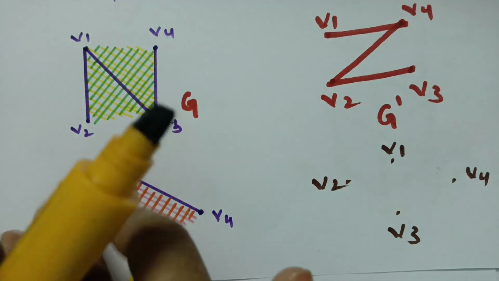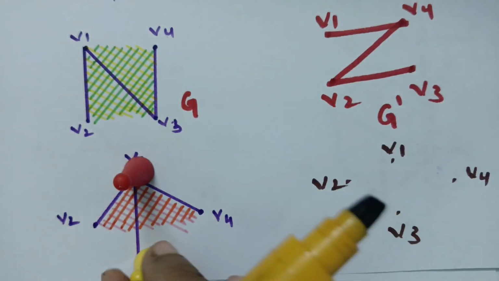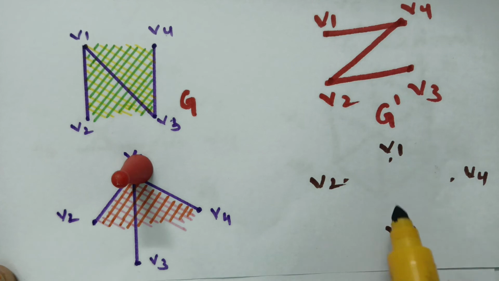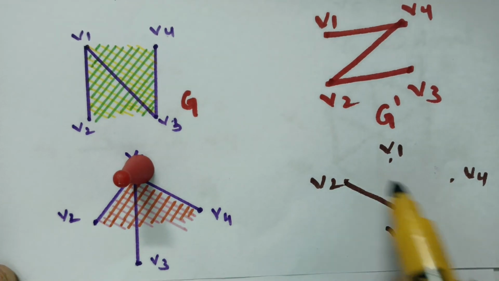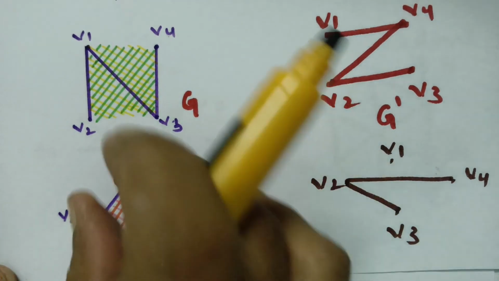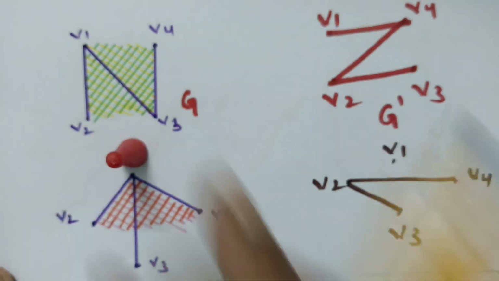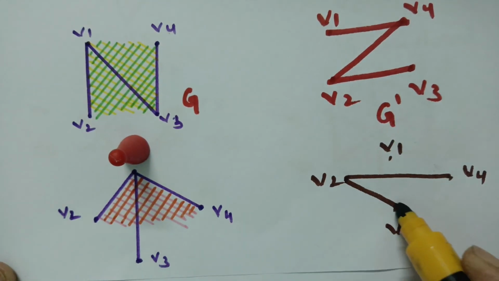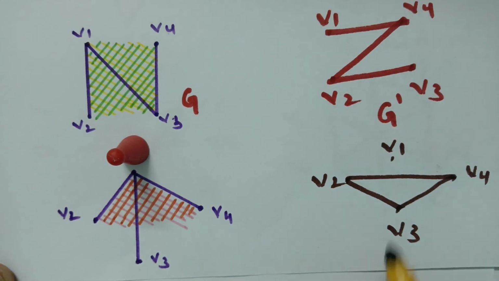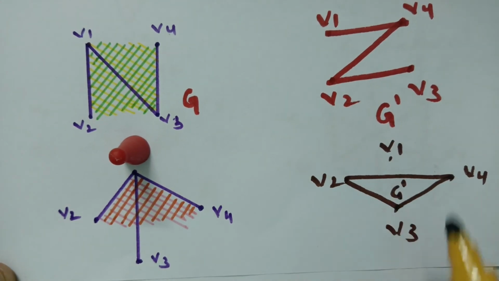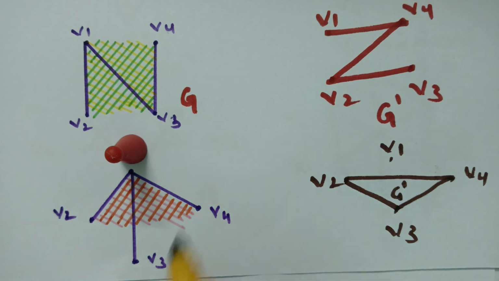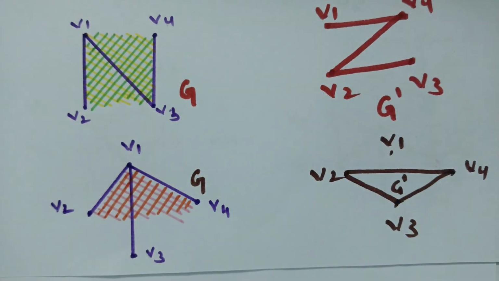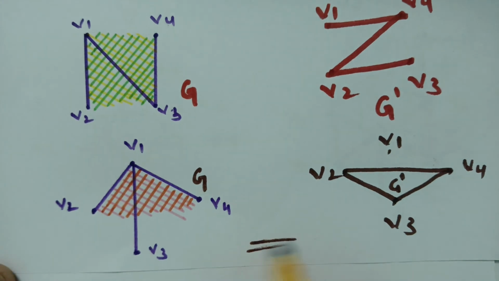Next, coming to V2, V2 is maintaining an edge with V1. So now I have to maintain an edge with V3, and next this one is V4. And next V3 is maintaining an edge with V1, and now I have to maintain an edge with V2 and next V4. And this graph is nothing but the self complement graph of the main graph G. So this is the graph and this is the self complement graph, and this is how we have to draw.